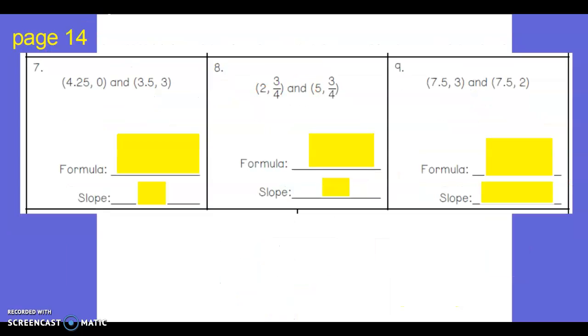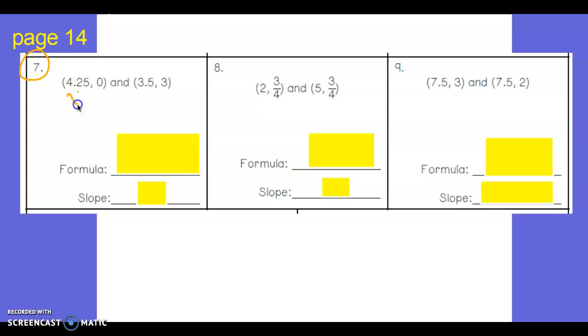Now see if you can do problem number 7 on your own. There's some decimals in there, but that's okay. We have calculators. So give that one a try. Label the ordered pairs, draw your arrows, and apply the formula. Hit pause and hit play when you are ready.